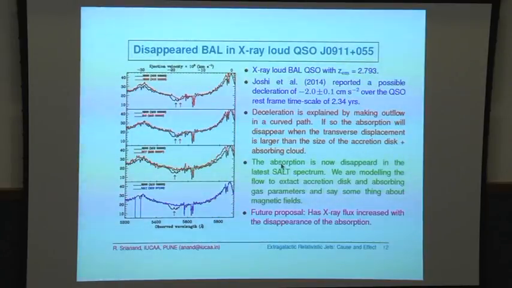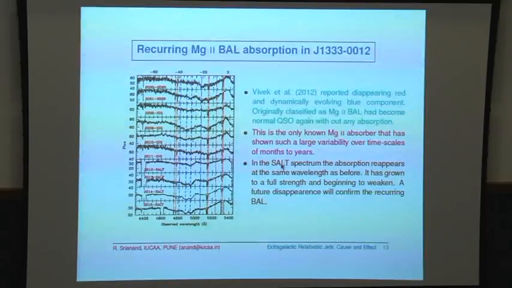Okay, but what has happened now? Whom will be seeing it for the first time, I suppose? This has disappeared now. This quasar, which was supposed to be an X-ray weak BAL quasar, has become a normal quasar now. And basically the model, what you need is a time scale over which the object was accelerated to high speed, and you see that velocity going down and now disappearing. So we have a model for it. I'll explain to you later.